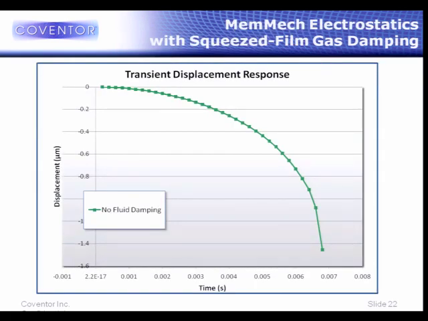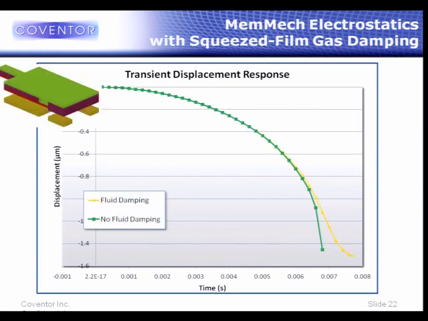So here's an example of a transient response to increasing the voltage on a cantilever. With no fluid damping, it pulls straight in until you get contact. With fluid damping, as it gets closer to the bottom electrode, you can see that the motion slows down and it's starting to be buffered by the gas in there.